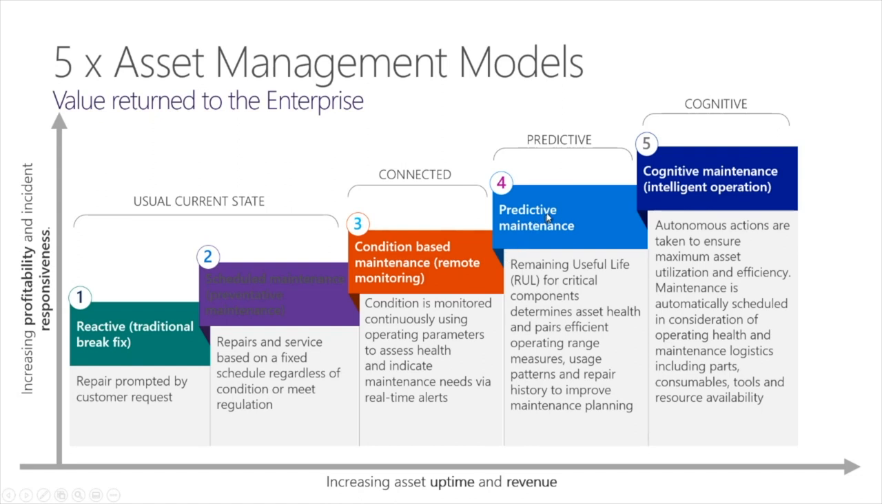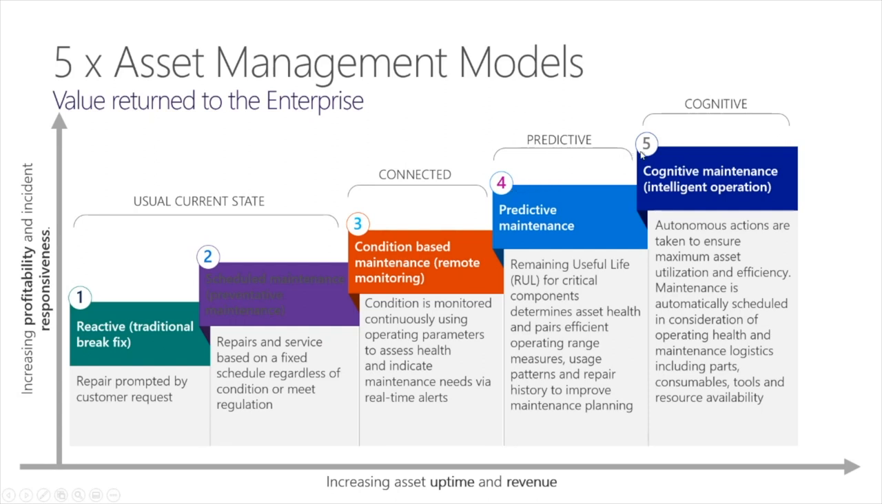Then comes predictive maintenance. This is where we can learn from the data, understand when an asset could break, and predict that. Based on that prediction, we can generate a work order to service the asset. So that's going to another level of maturity there.